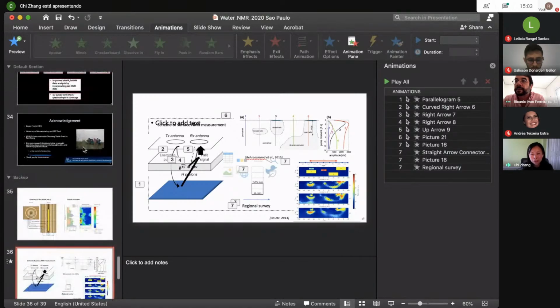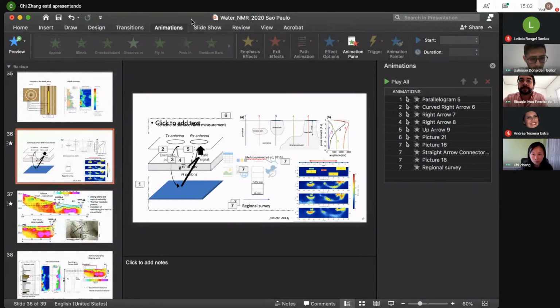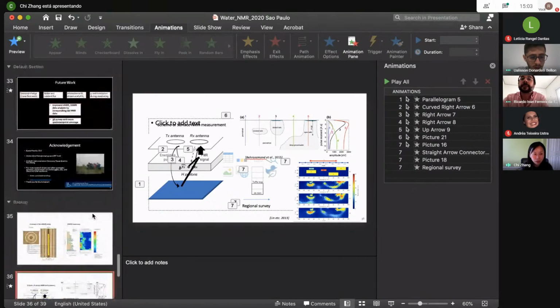Wow, wonderful question. Can anyone still see my screen? Yes. So it's not in presentation mode, but can anyone see it? Yes. Okay, great. Thank you.